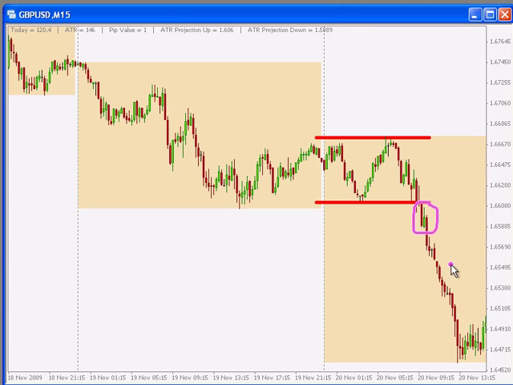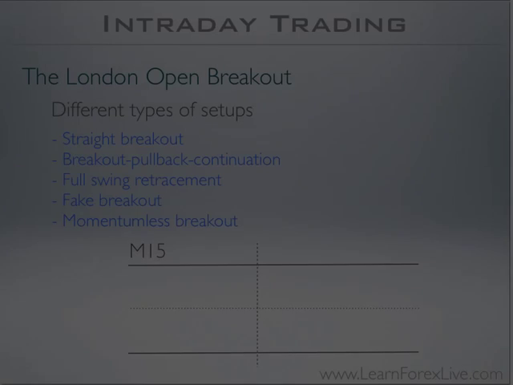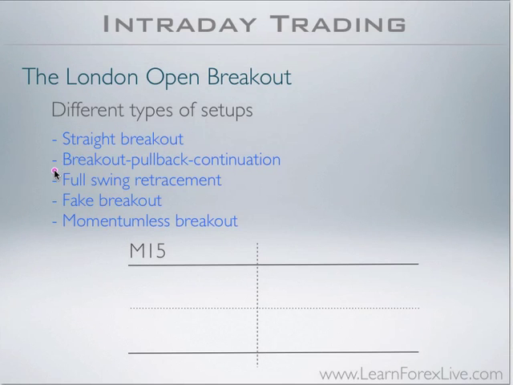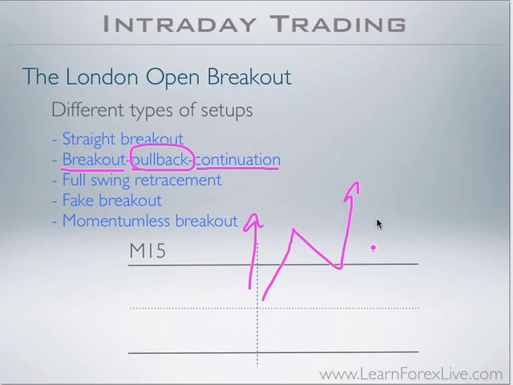All right, now that we've explained what the breakout pullback continuation pattern looks like, and now that we know that we don't want to profit from the initial breakout, but instead we want to wait for the pullback, and around that pullback we want to base our entry in order to profit from the continuation part, from the second push. From the second push, not this one, guys, but this one.